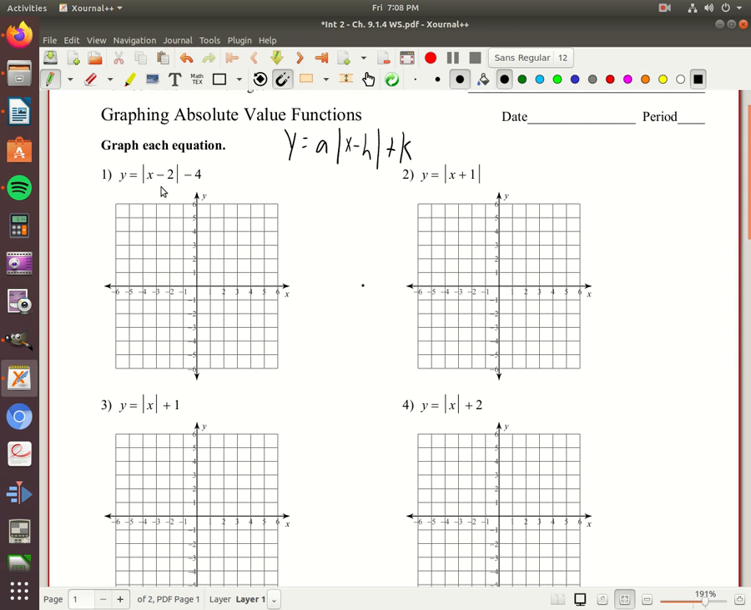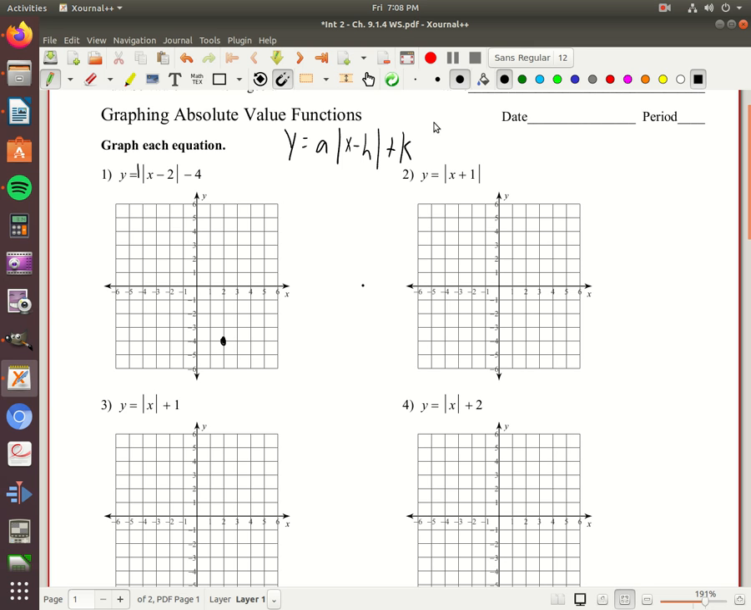So, for example, if I were to choose number 1, I know that it's going to move 2 to the, like that's positive 2, right? So if I plug in, remember it's what makes a 0. So I go to positive 2, down 4. That's going to be essentially the vertex of this thing.